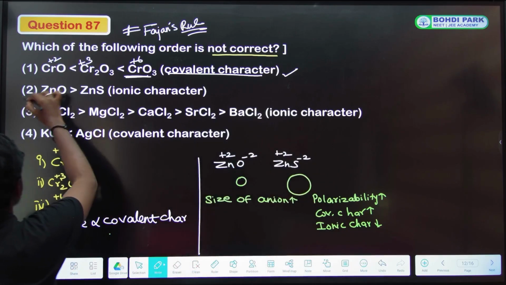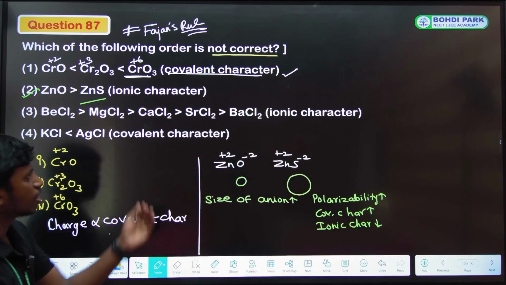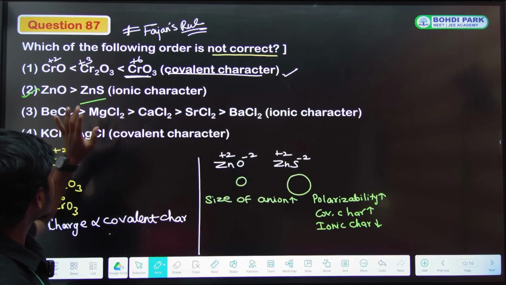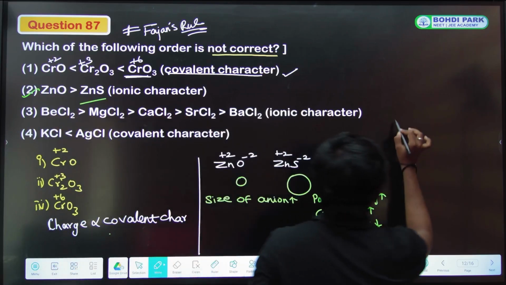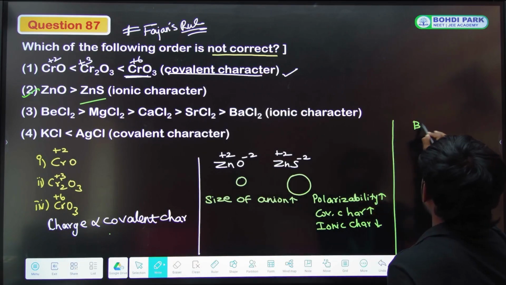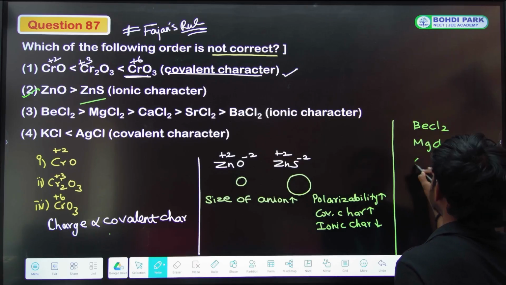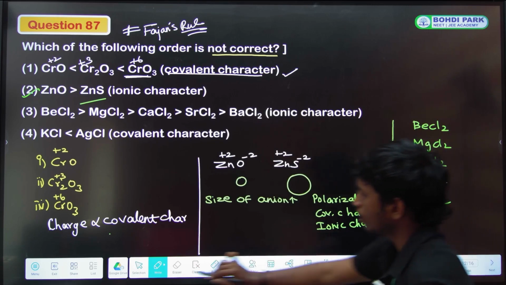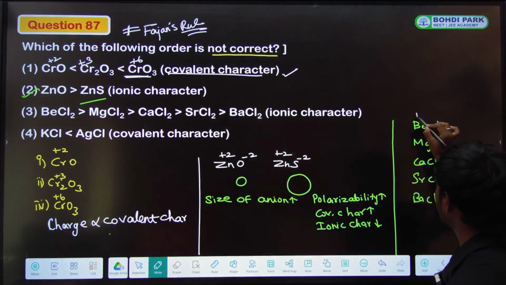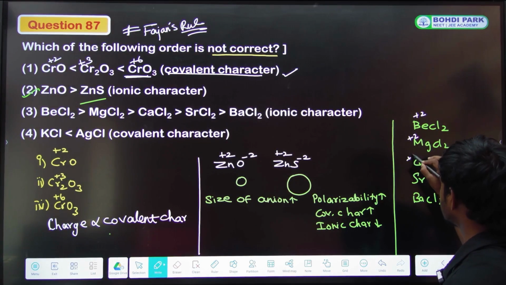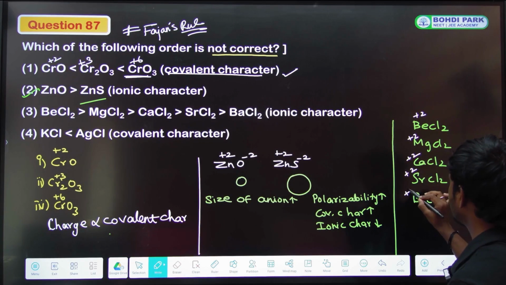So this will be the correct statement too. இதுவும் correct statement தான். அடுத்தது about ionic character they are asking BeCl2, MgCl2, CaCl2, SrCl2 and BaCl2. எல்லாருமே +2 oxidation state தான் இருக்காங்க. Be2+, Mg2+, Ca2+, Sr2+, Ba2+.